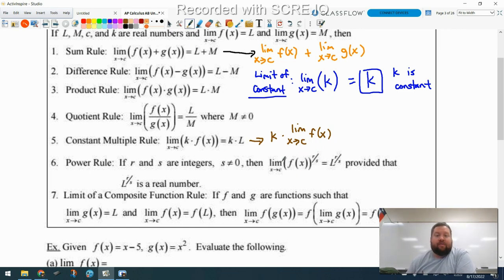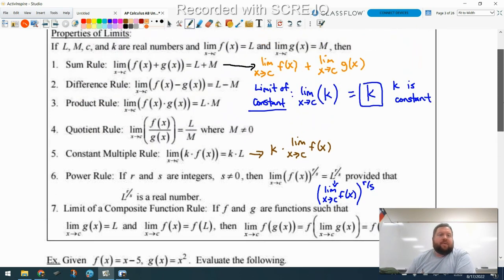All right, power rule. This is just saying that if you have the limit of a function raised to a power, it's equal to the whole limit raised to that power. See how f of x is being raised to r over s? Well, instead we could write it as the limit as x approaches c of f of x, all raised to the r over s power. Then the limit of a composite, the limit of f of g of x: you can take that outside function and pull the limit inside. So you take the limit of g of x, and then you do f of that value. That would be f of L in this case.